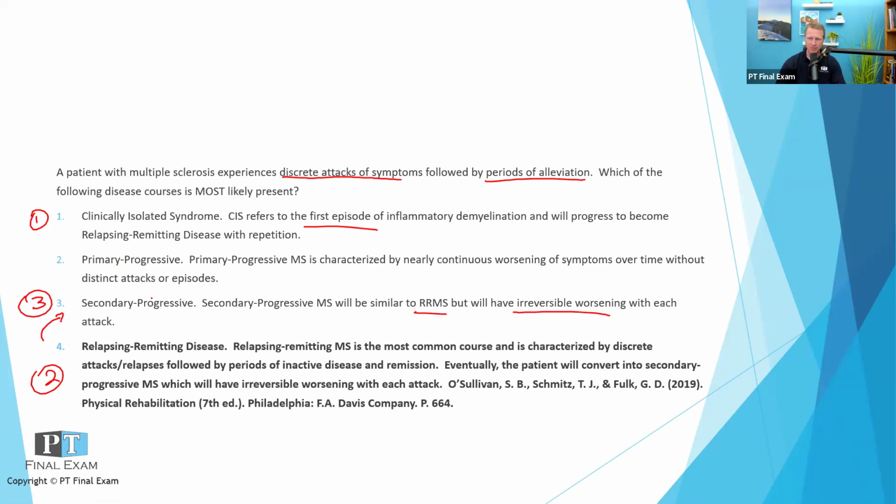Primary progressive, that's just where it's a nearly continuous worsening, and it does happen. There are some patients with that, but it's not the most common presentation of MS.